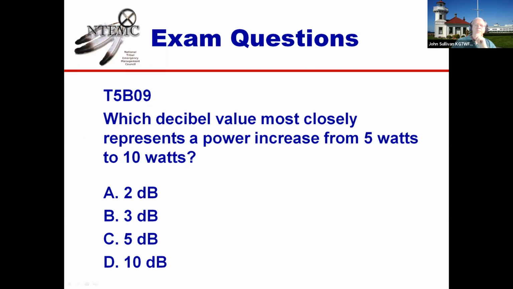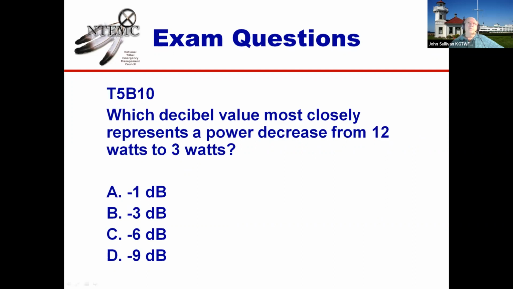Now, shifting gears slightly here. Which decibel value most closely represents a power increase from 5 watts to 10 watts? We've gone from 5 to 10, so we have doubled the wattage, correct? Remember, you need to know 3 decibel numbers: 3, 6, and 10. 3 is a doubling, 6 is a quadrupling, 10 is 10 times. Since it doubled, it's going to be a 3 dB change.